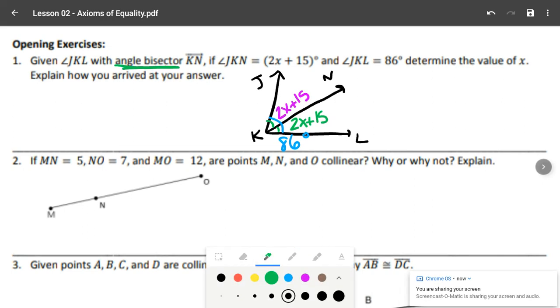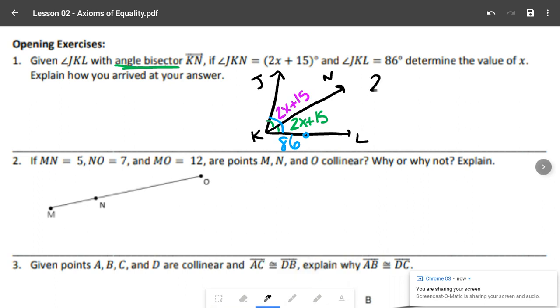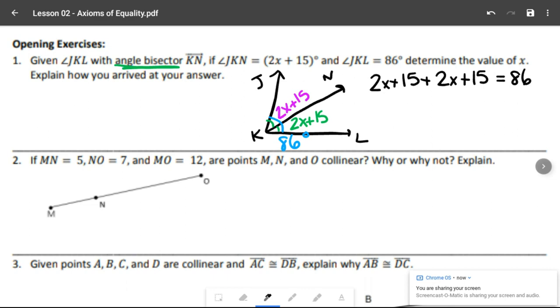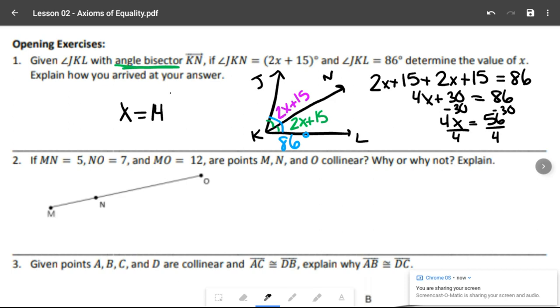Now, when we go to solve for this, we should know that the two smaller angles add up to the whole angle. So we're going to solve for x by taking 2x plus 15 plus 2x plus 15 equals 86. When we combine like terms, we end up with 4x plus 30 still equal to 86. We can subtract the 30 from both sides. We'll have 4x equal to 56. And when we divide by 4, x equals 14. Okay. So that's our first one.